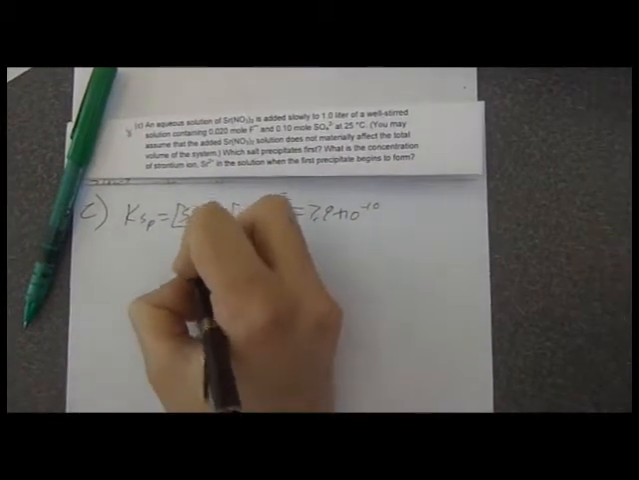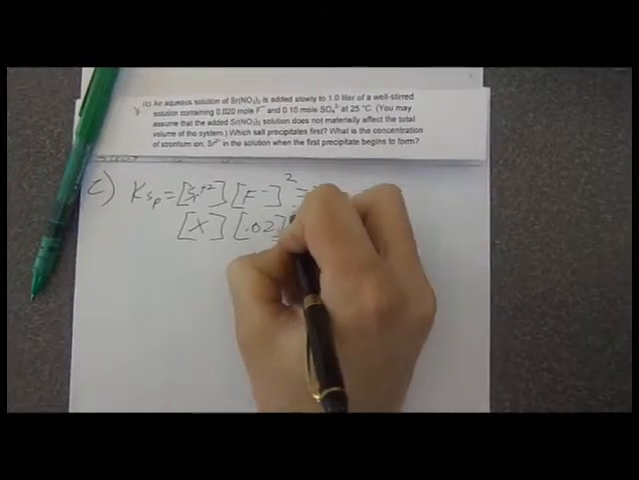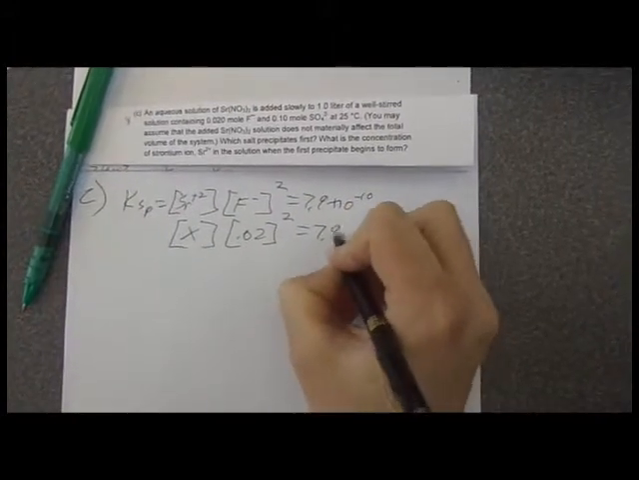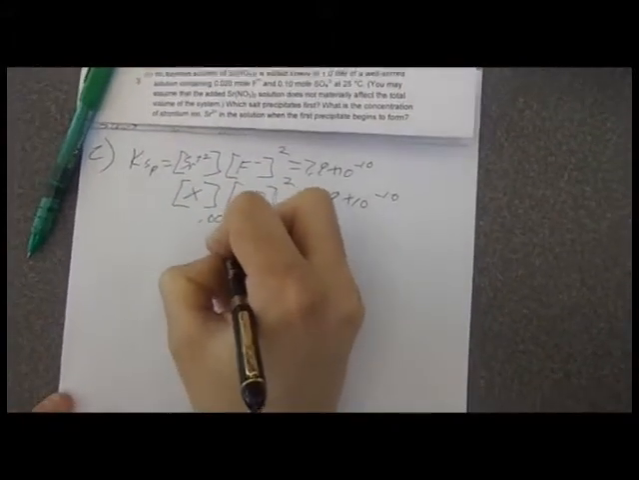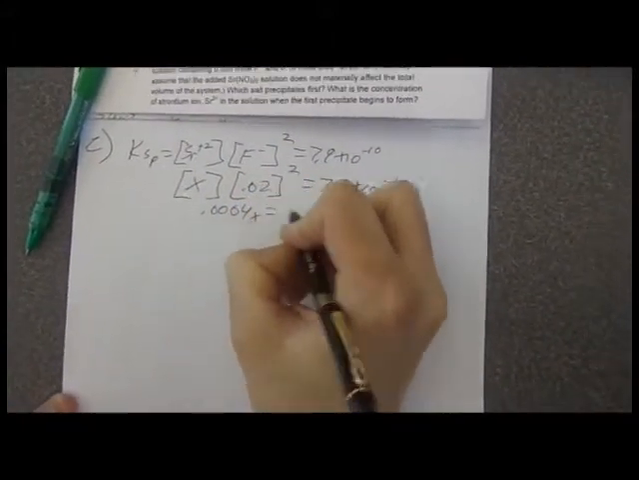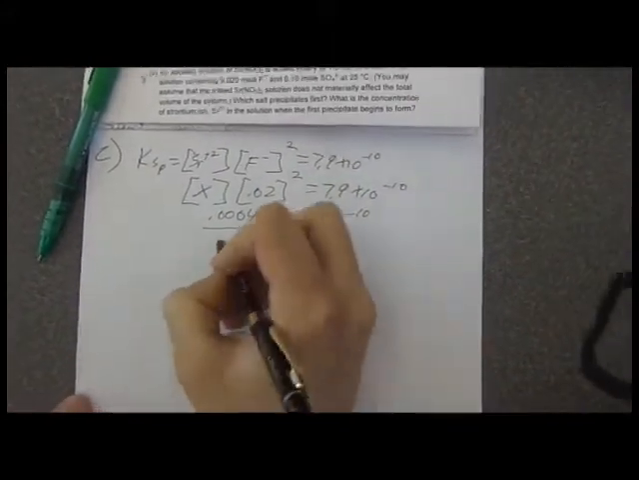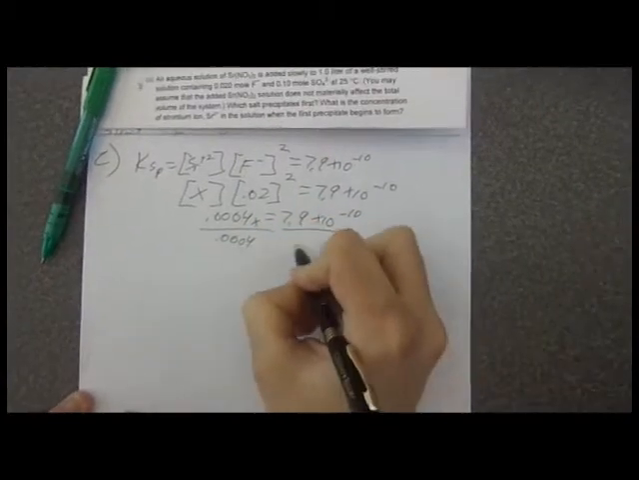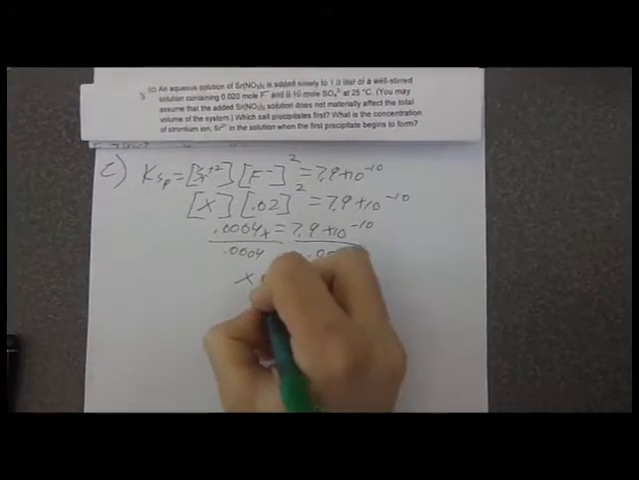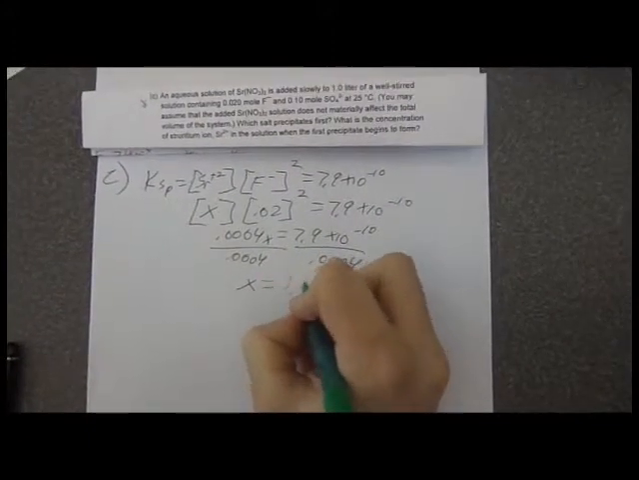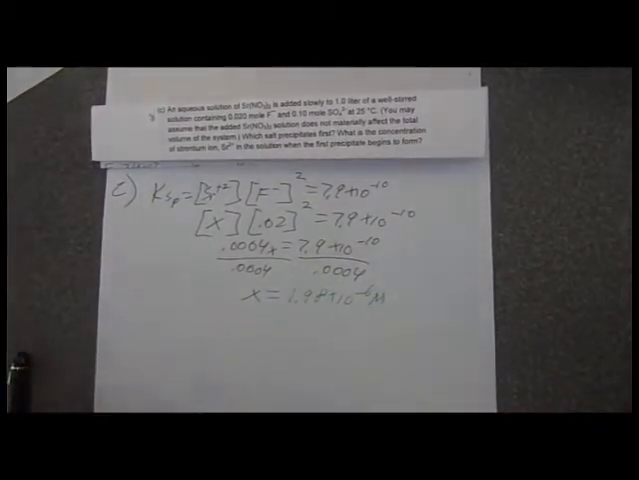So now we have X times 0.02, don't forget the squared, equals 7.9 times 10 to the negative 10. Now we have 0.0004x equals 7.9 times 10 to the negative 10. So to solve, we divide by 0.0004 on both sides, and we get x equals 1.98 times 10 to the negative 6 molar.